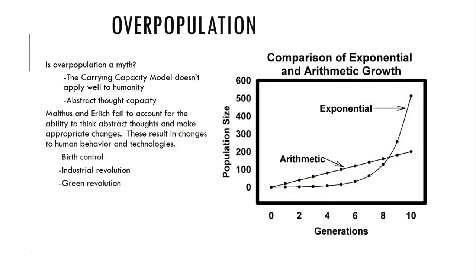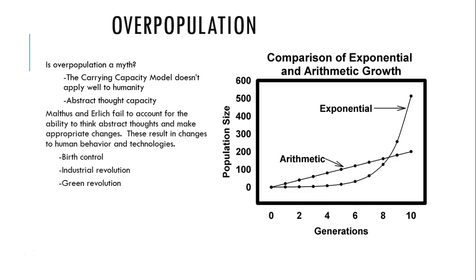So why didn't Malthus's and Ehrlich's predictions come to pass? Well, the carrying capacity model doesn't apply to humans in the same way it does to other species. We are qualitatively different. Our most important biological adaptation is our ability to think abstract thoughts. We have the ability to anticipate possible futures and to make changes to ensure they occur or do not occur. Our ability to think abstract thoughts greatly affects how we respond to and change our environment. Malthus failed to account for this ability to think abstract thoughts and make appropriate changes.